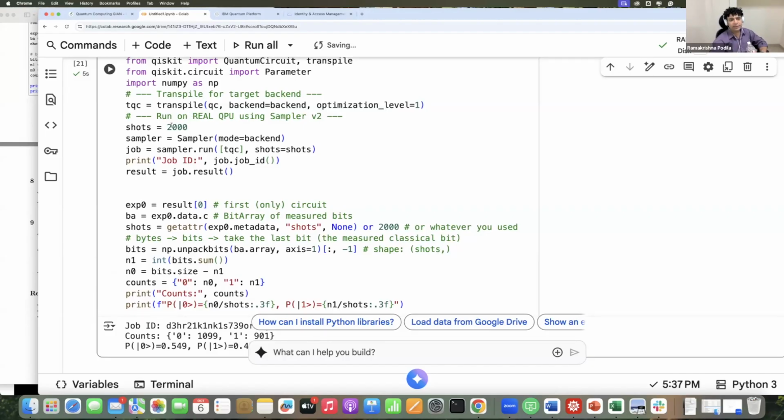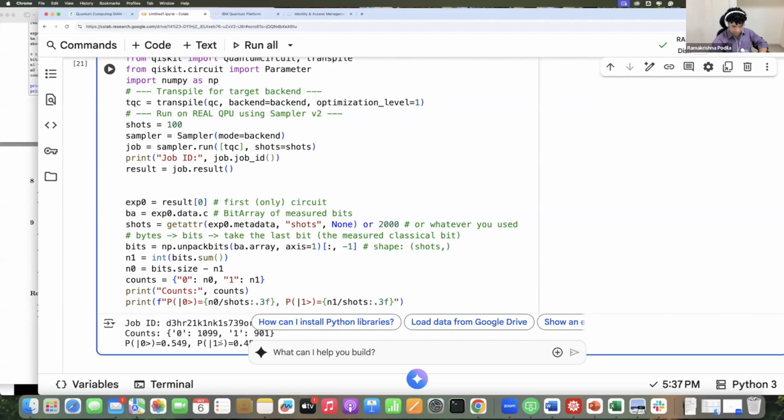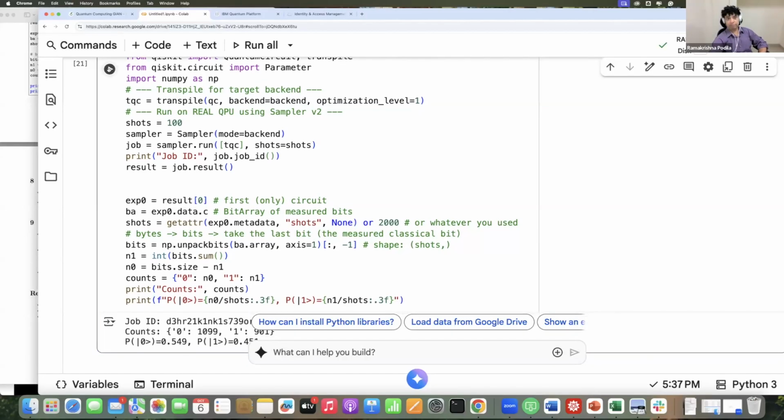Like for example, if you run instead of 2000 shots, if you run like 5000 shots or whatever number of shots, how does this probability change, right? If I were to make it only like, let's say, 100 shots, what would you expect? Would you expect the things to be very different?